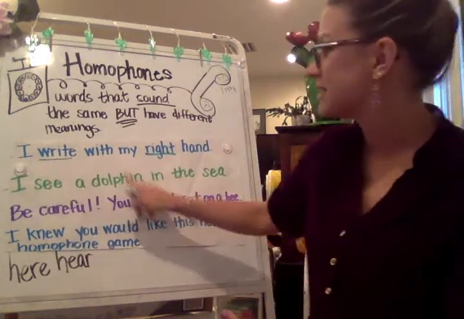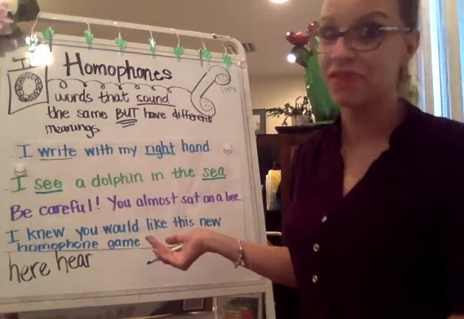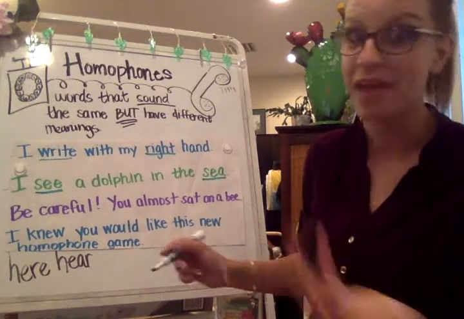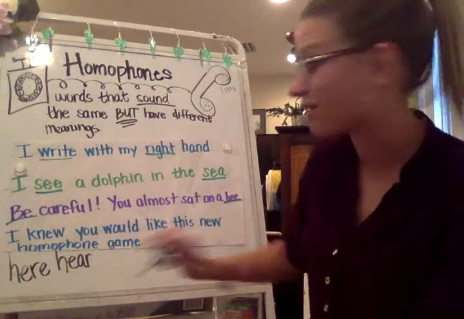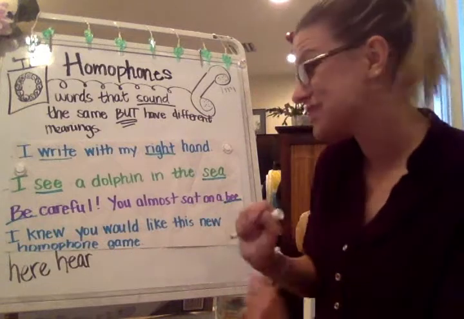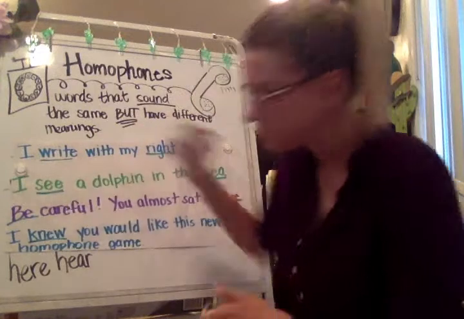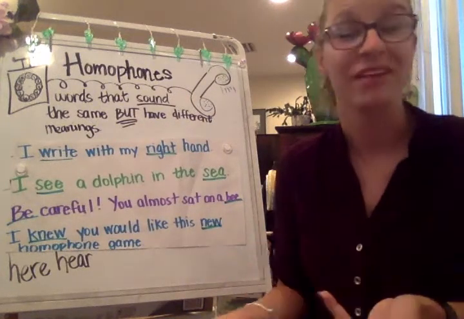I see a dolphin in the sea. See and sea. That's the pair of homophones in that sentence. Be careful! You almost sat on a bee. Now that would be terrible, but we've got the be and the bee that we almost sat on. I knew you would like this new homophone game. So we've got knew and new. Homophones can be really fun.